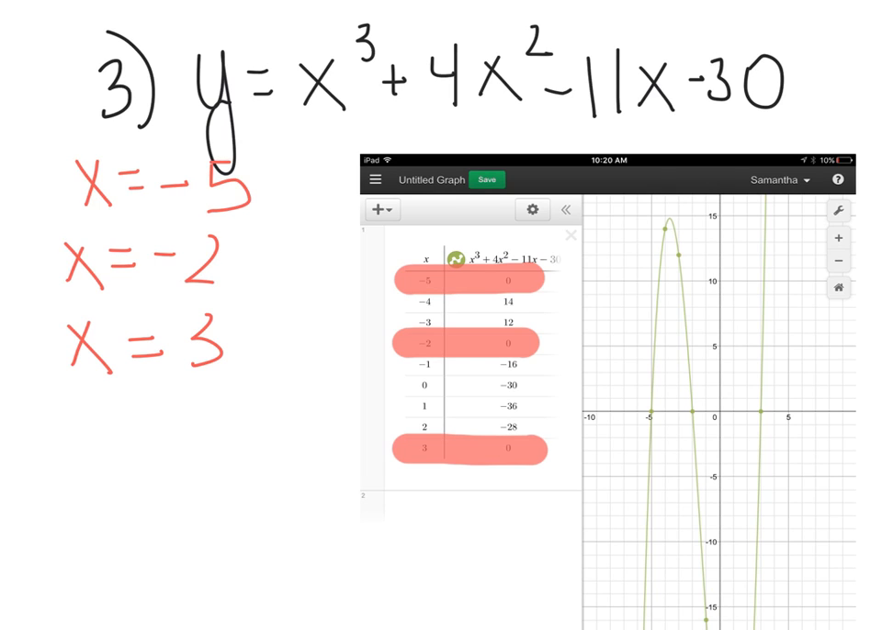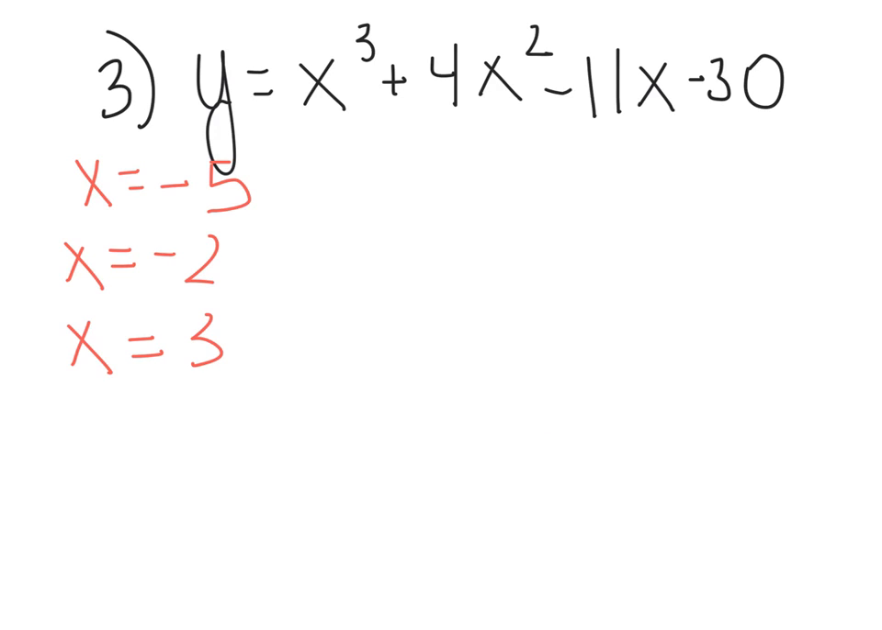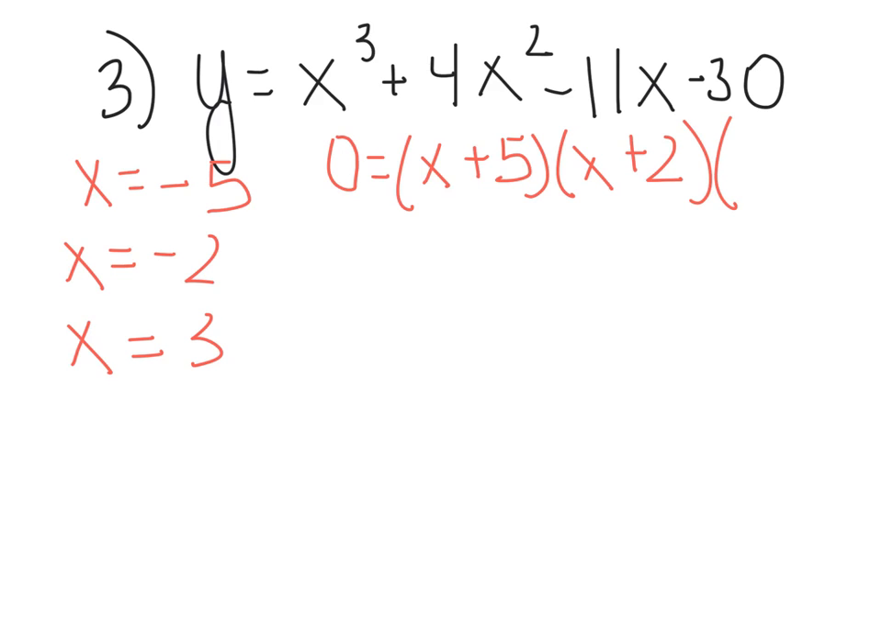So let's actually do that. Let's write this equation in factored form. Just like before, if I know that x equals -5 is a 0, then that means one of the factors would have had to be x plus 5. If I know x equals -2 is a 0, then one of the factors would have had to be x plus 2. And if I know that x equals 3 is a 0, then the last factor is x minus 3. There we go. This would be the equation written in factored form.